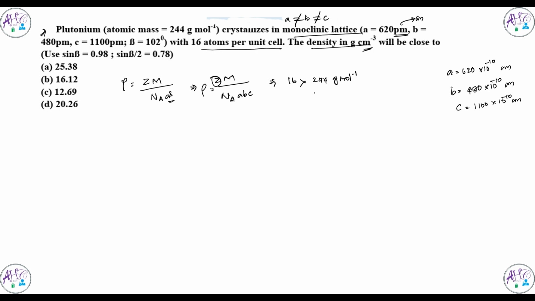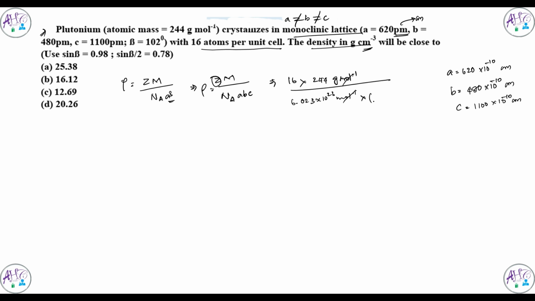Then your Avogadro number is 6.023 into 10 power 23 mole inverse. So the mole and mole inverse will be cancelled. So this is going to be mole per mole. Then you have your A value.